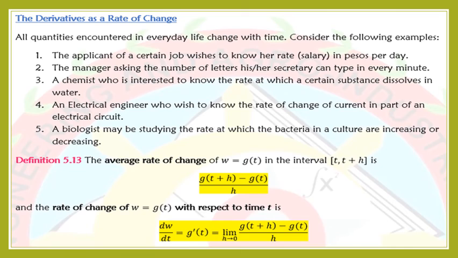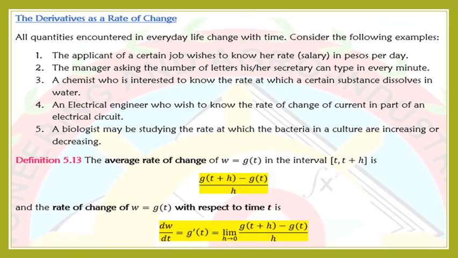Okay. A chemist who is interested to know the rate at which a certain substance dissolves in water. Another example is an electrical engineer who wishes to know the rate of change of current in part of an electrical circuit. Okay. A last example, class, is a biologist who may be studying the rate at which the bacteria in a culture are increasing or decreasing. So always, may rate of change.